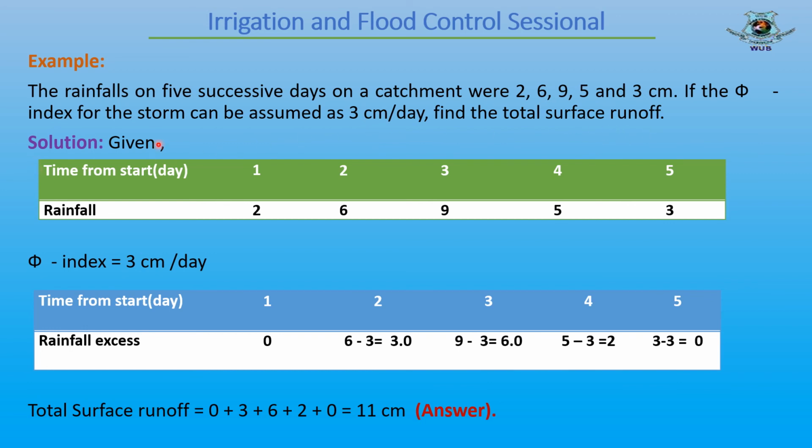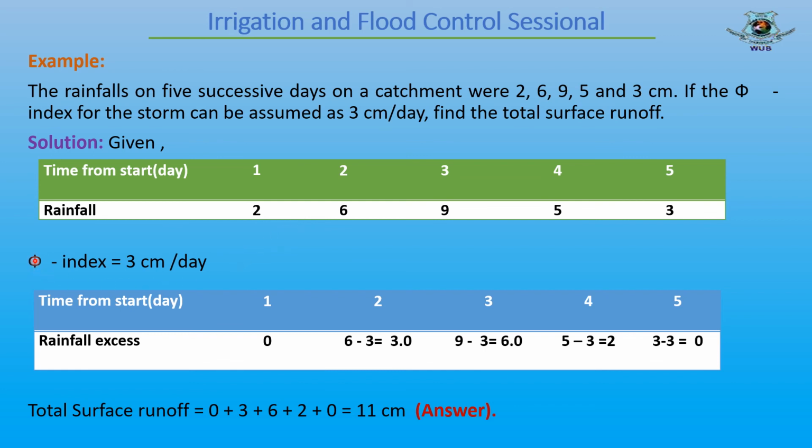Let's start to solve the question. Here the time is stated as 5 successive days. So the time in days is 1 to 5 and the rainfall for first day is 2 centimeter, second day is 6 centimeter and so on. The value of phi index is 3 centimeter per day. And we know phi index is the infiltration value, and if we subtract this phi value from the rainfall value, we will get the surface runoff.